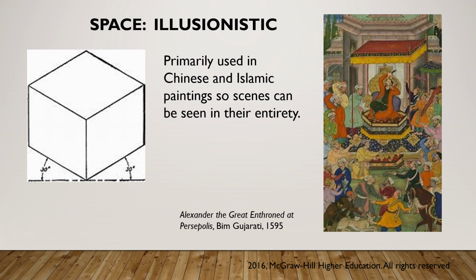Illusionistic perspective, or illusionistic space, is a technique used primarily in China and in Islamic paintings. And they do that so that you can see the entire painting. If this painting over here was done with true linear perspective, some things would probably be hidden by whatever's in front of them. But by using this method, you can see pretty much everything. Yes, there are still people overlapping other people, but they're not completely hidden.